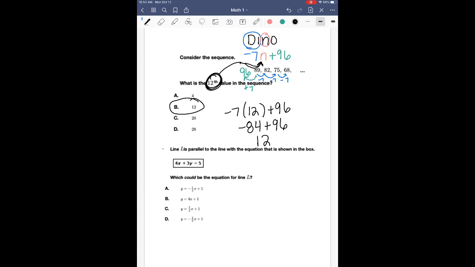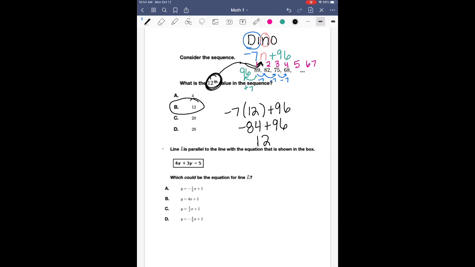Or if I realize that I'm doing minus 7 each time, I could keep doing it until I reach 12 terms. Just to make sure we understand what 12 terms means, this is term 1, 2, 3, 4, 5, 6, 7, and I have to keep going until I get to the 12th term.